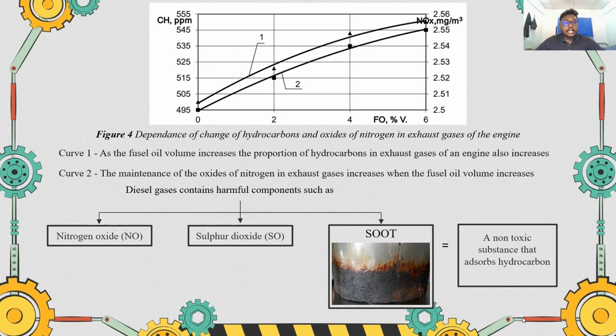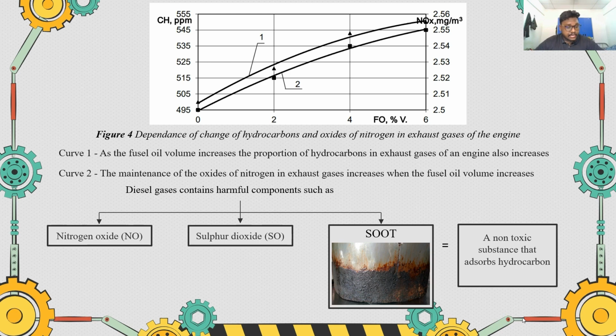Lastly is the dependence of change of hydrocarbons and oxide of nitrogen in exhaust gases of the engine. There are still two curves. For the first curve, as the fusel oil volume increases, the proportion of the hydrocarbon in exhaust gases of an engine also increases. And the maintenance of the oxide of nitrogen in exhaust gases also increases when the fusel oil volume increases.